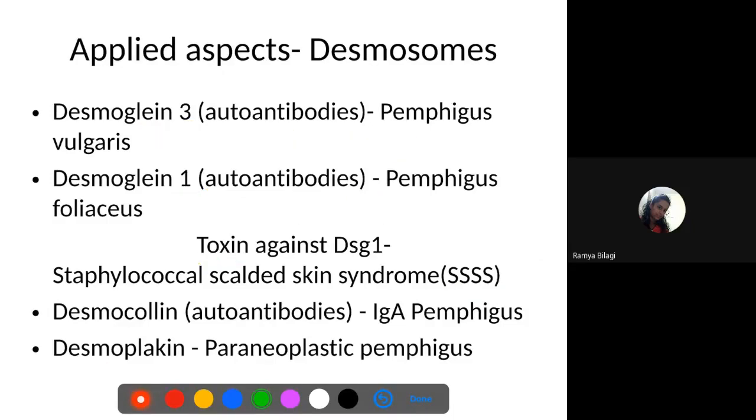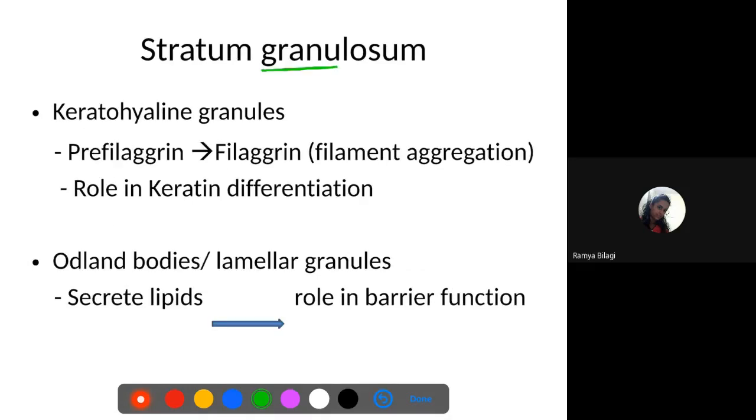Next layer is stratum granulosum. So let's split the terminology granulosum. What does that mean? There are some granules in this layer that are called keratohyalin granules. So what do these granules contain? They contain something called profilaggrin. So profilaggrin will further convert to filaggrin, and let's split the terminology here.